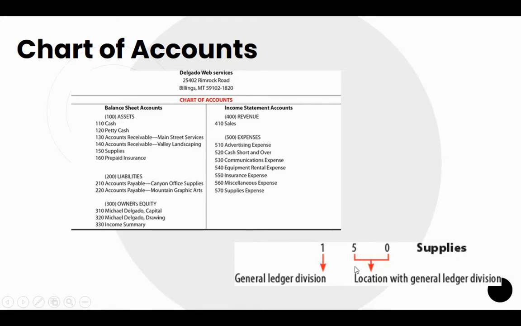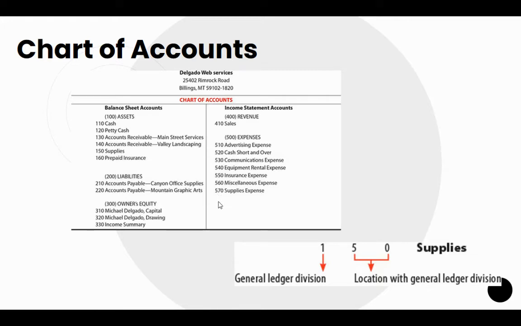Then the next 2 numbers are the location within that general ledger division. Remember, our account numbers always go by tens, and that is because if we needed to add 1 in there, we could go in between it. So if we needed to add in maybe a postage expense, P comes after M, but before S. So if you added postage expense in there, it would be 565. So you could go by 5s. If you wanted to add 1 at the end, like utilities expense, then it would be 580. You'd go by the 10.